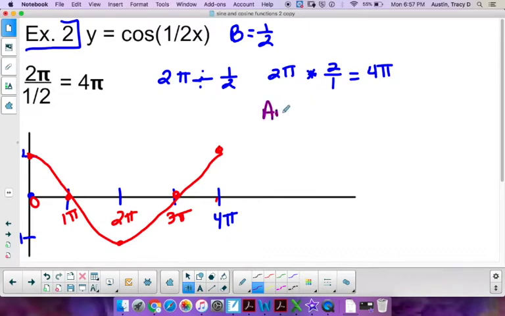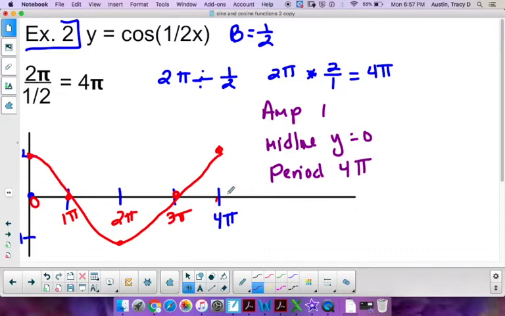Okay, so once again, write it out. Amplitude is still 1. There's nothing there in front of the cosine. Your midline is still y equals 0. Your period, or your cycle, is now 4 pi. That's how long it takes to complete one full curve. And then your range is still -1 to 1. We haven't changed anything else.